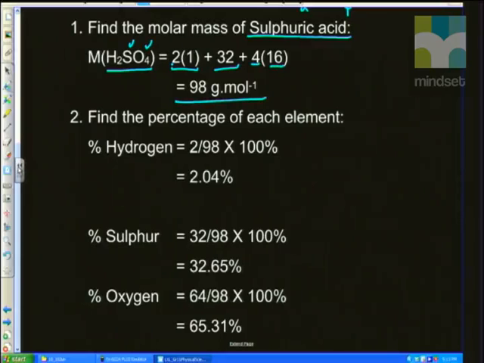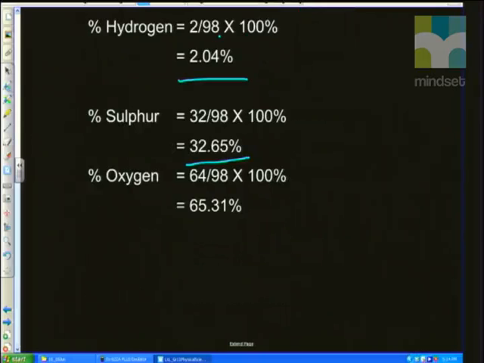Find the percentage of each of these. For hydrogen, we have 2 out of that 98 times 100. That is the percentage. For sulfur, we have 32 out of the 98 times 100, it's 32.65. And for oxygen, we have 64 out of 98 times 100, and then we find that the percentage is 65.